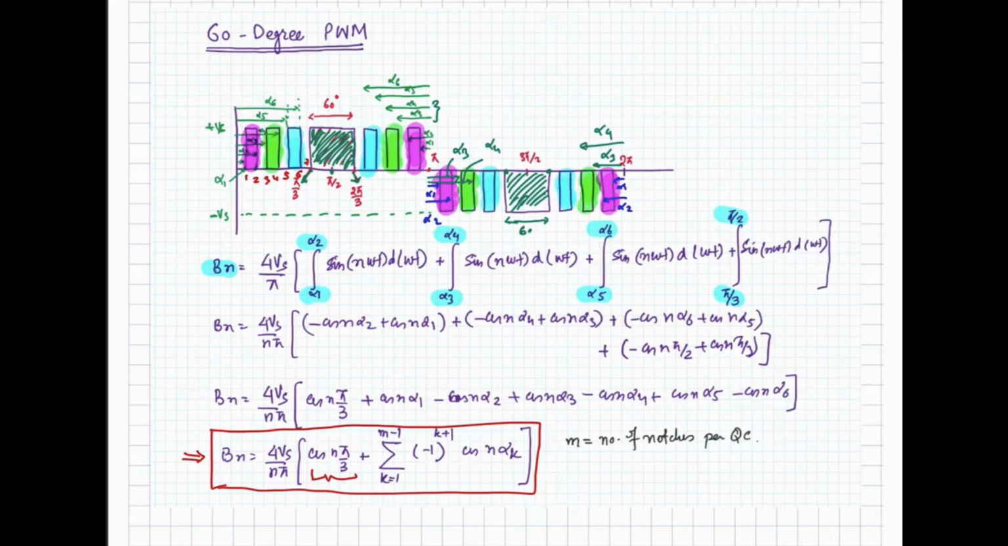Okay, so this has been used in a number of applications, in motor drive applications, in grid tied inverters, and later on in the upcoming lectures we will discuss those applications in detail.